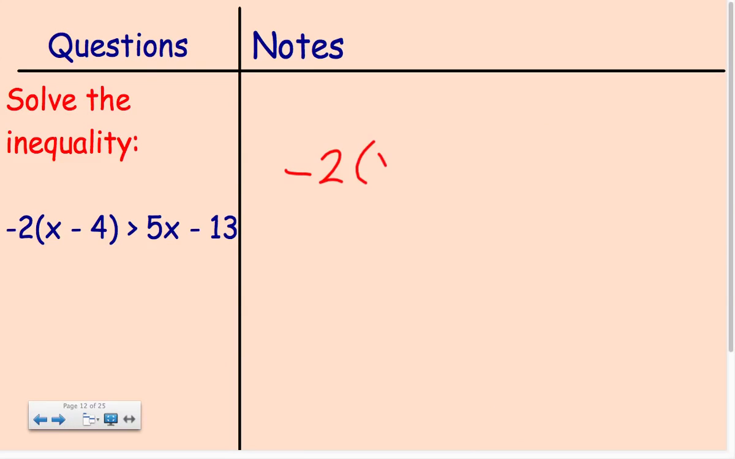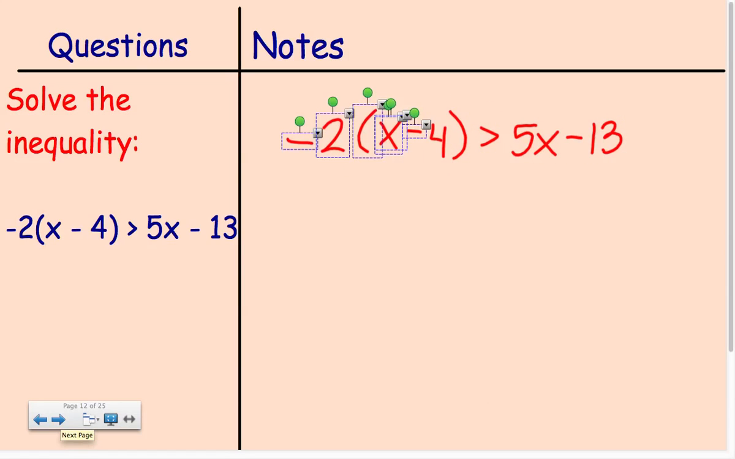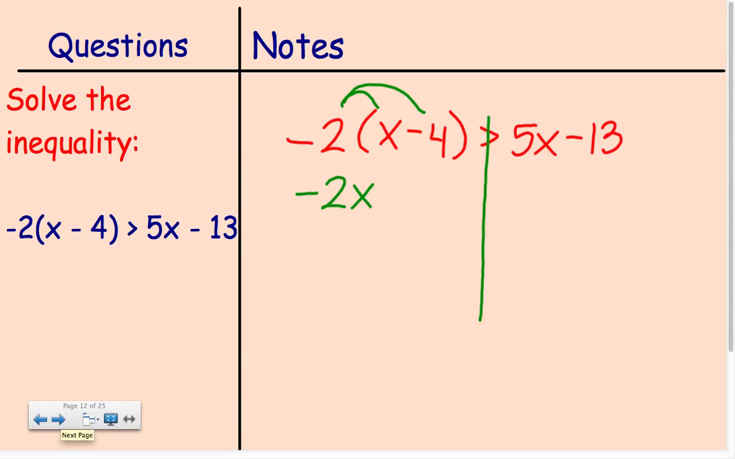Negative 2 times x minus 4 is greater than 5x minus 13. And I'm going to move this up a little bit since it's a fairly long problem. Okay, after I draw my train tracks, I have distributing, so I have to do that first. Negative 2 times x is negative 2x. Negative 2 times negative 4 is positive 8. Make sure you have positive on your paper. Bring down the 5x minus 13.